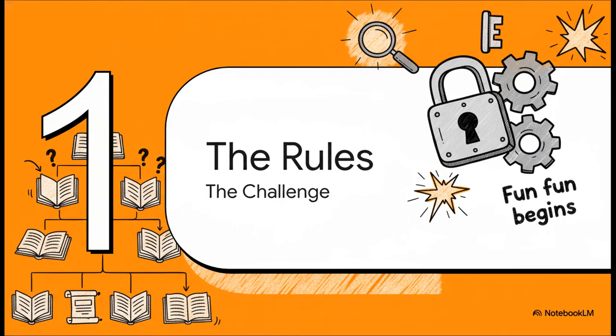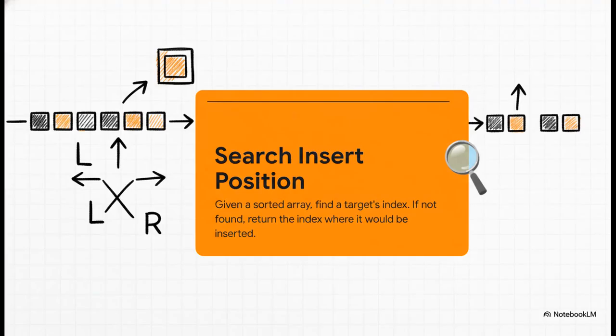Okay, so let's take that dictionary idea and turn it into a formal challenge, with a very specific set of rules we have to follow. This is where the real fun starts. The problem is called search insert position. Here's the setup. We get a list of numbers that's already sorted, and we get a target value. And our goal has two parts.